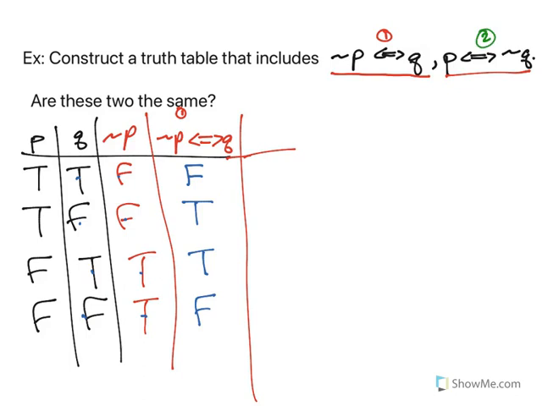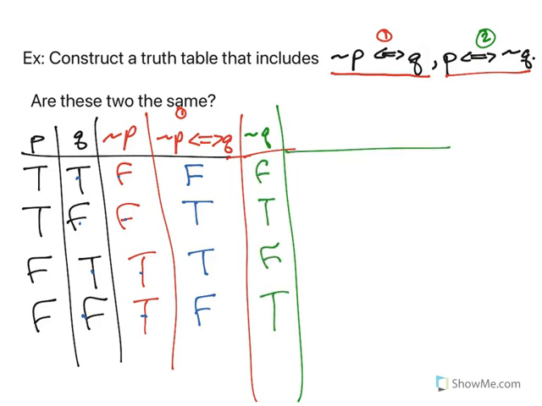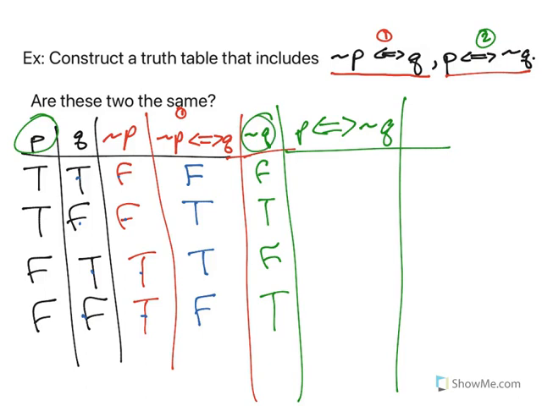P, if and only if not Q. Well, we have a negation of Q, so let's start there. If Q is true, false, true, false, then not Q is false, true, false, true. Great. So now we can do our biconditional of P if and only if not Q. We're comparing the P column to the not Q column. Again, biconditional. So true, false: those are different, so it's false. True, true: they're the same. False, false: those are the same. False, true: those are different.